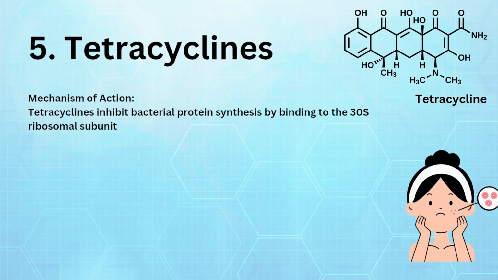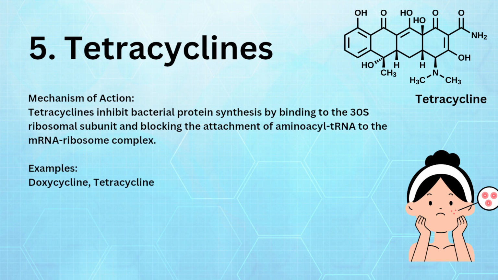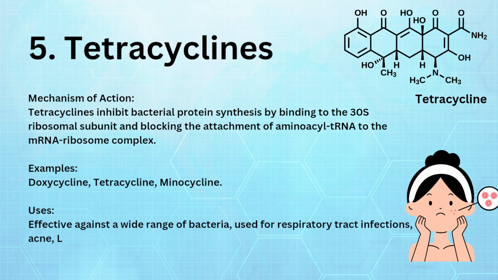Tetracyclines inhibit bacterial protein synthesis by binding to the 30S ribosomal subunit. They are effective against a wide range of bacteria. Examples include doxycycline, tetracycline, and minocycline.